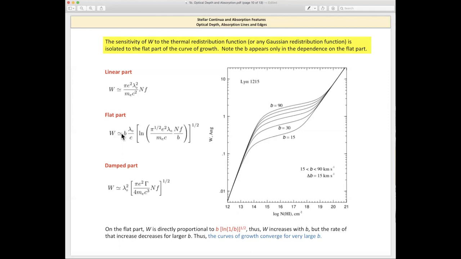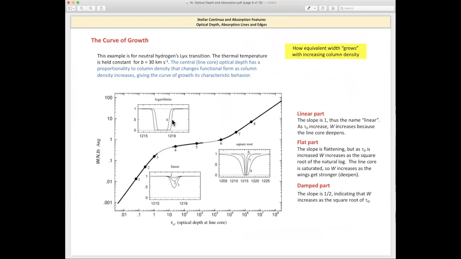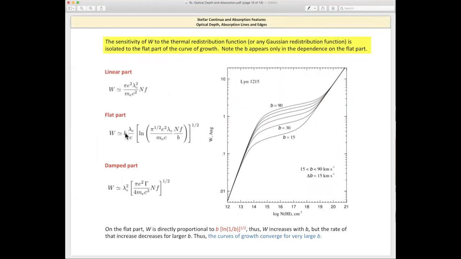The equivalent width scales directly as the B parameter, because remember, this is being broadened by the width. And so it scales directly with the thermal broadening in this region here. And then there's this functional form here that's the square root of the logarithm of, and what matters is the column density divided by the B parameter. Okay, so what this is explaining, as N goes up, the equivalent width goes up, but it goes up very, very slowly, the square root of the logarithm.